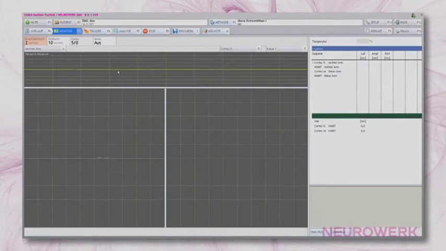The device setting for the MEP should be chosen as follows. Amplification, 2 mV per division. Time base, 10 milliseconds per division. The limiting frequencies at Neurowerk EMG have been stored in the setup settings and cannot be directly changed. Obviously, the device settings should be configured to suit the particular diagnostic requirements.